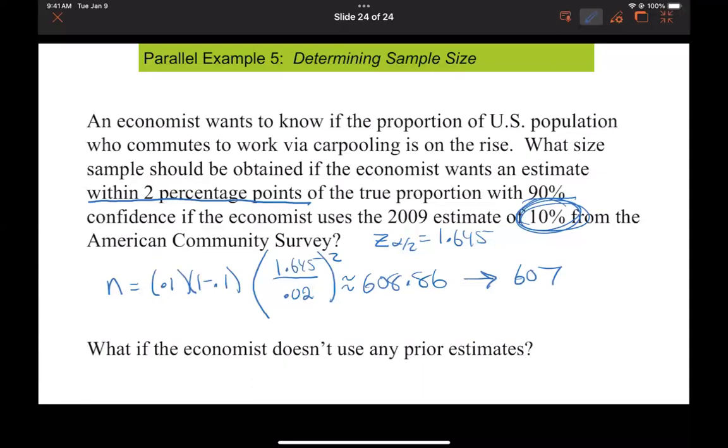Wait, wouldn't you round up? Always. Oh, I don't know why I did that. And you know what? You wouldn't even have rounded down if you were rounding normally. 609. There you go. Thank you.